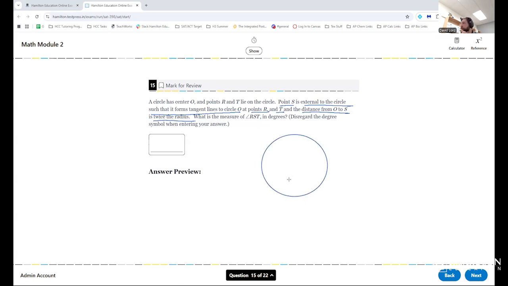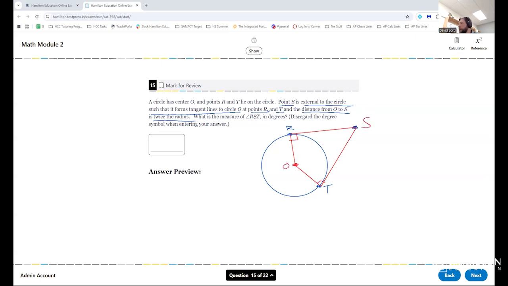First off, we have a circle, and we have 2 points on the circle, R and T. I don't know where, but I'm going to say R is here and T is here. And we have S somewhere out here. Now, the key thing is, if it's external to the circle, these 2 lines are going to be equal to each other because they go to the same point. Also, because it's a tangent, it's going to make a right angle to the center. So that right there will be helpful for us later. All right, this is S and this is O.